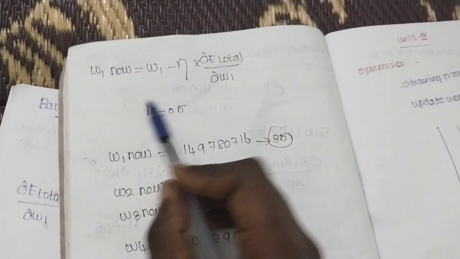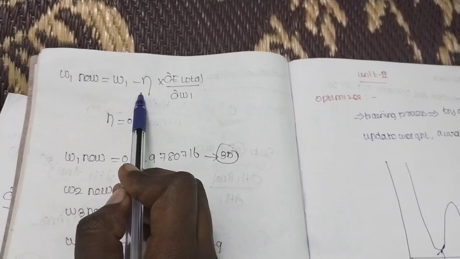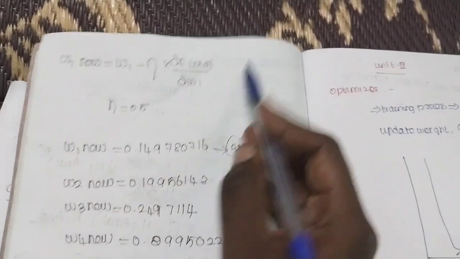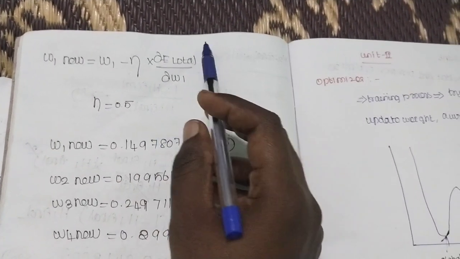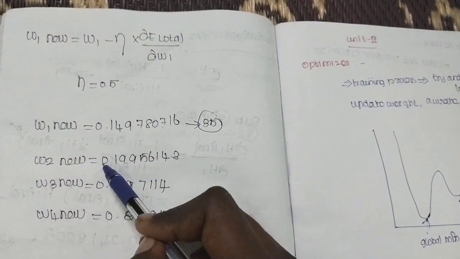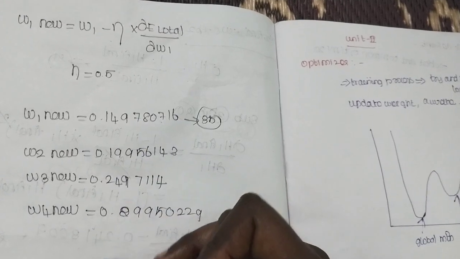Next we have to update the weight for w1, that is w1 new equals w1 minus eta into ∂Etotal by ∂w1. So the eta value is 0.5. Substitute all the values here. You get the values for w1, w2, w3, w4, all by the same methods.